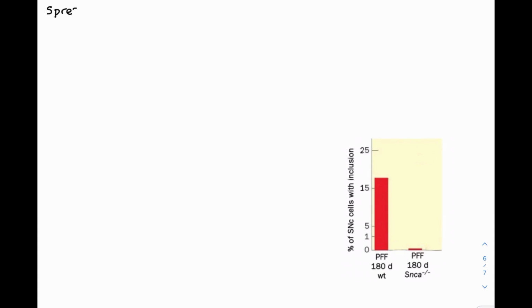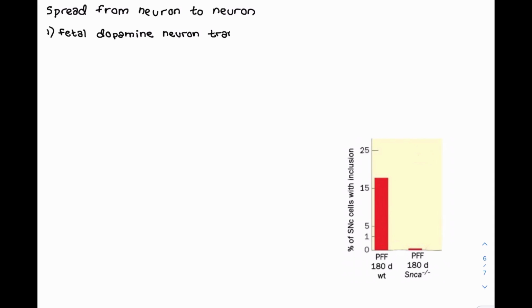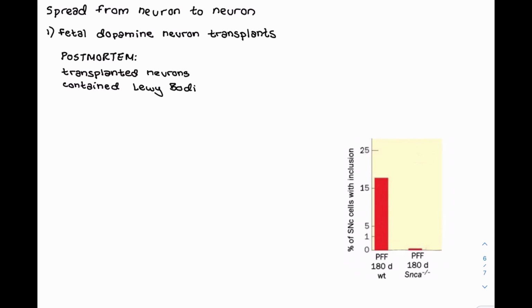So, how have scientists supported this hypothesis that alpha-synuclein aggregates actually spread from neuron to neuron? The first study that prompted this hypothesis was of Parkinson's patients that received transplants of fetal dopamine neurons. Presumably, these neurons did not have mutated alpha-synuclein and therefore were not predisposed to aggregates. However, postmortem analysis of these patients' brains showed that the transplanted neurons also contained Lewy body pathology, suggesting that these aggregates spread from other cells.